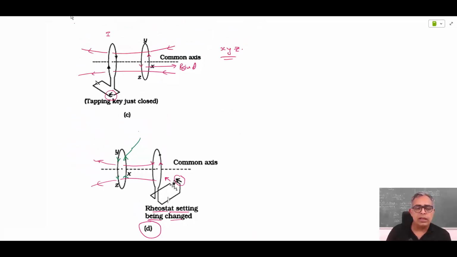So this is the direction of induced current, and it will create a magnetic field in this direction. That is the induced magnetic field, which will oppose the increase in the magnetic flux. So if we look here, the sense of rotation of the current will again be X, Y, Z, right?